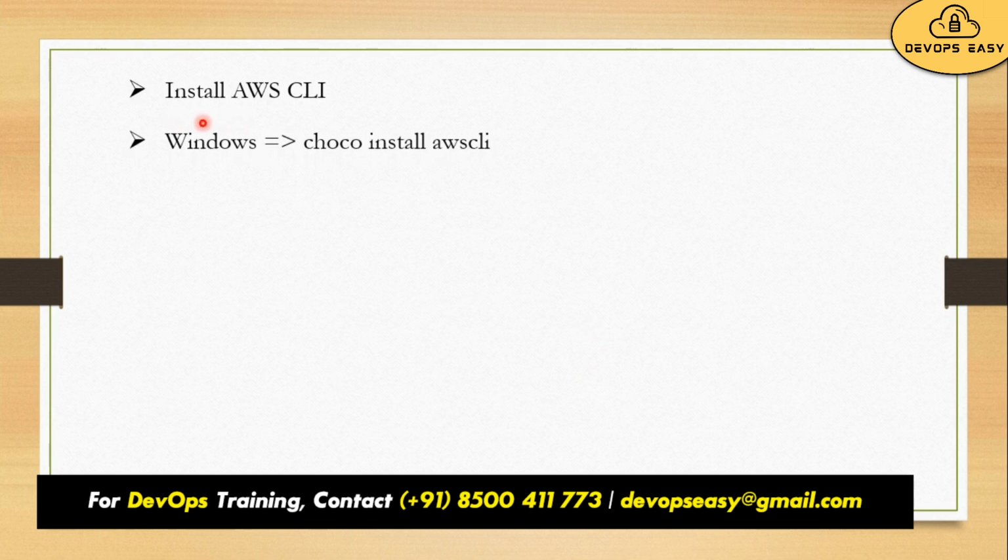You need to install AWS CLI. In order to install AWS CLI on your Windows system, this is the command: choco install awscli.